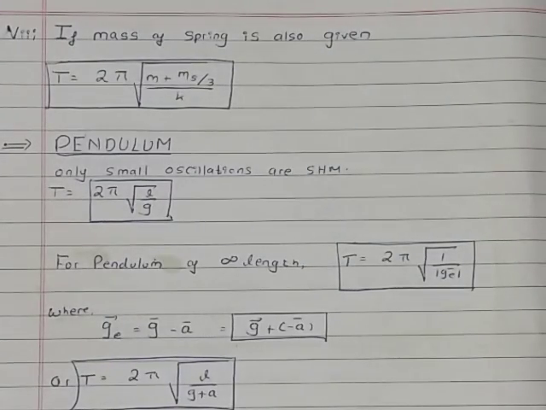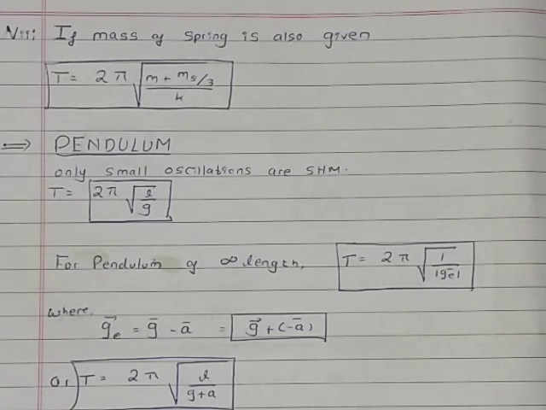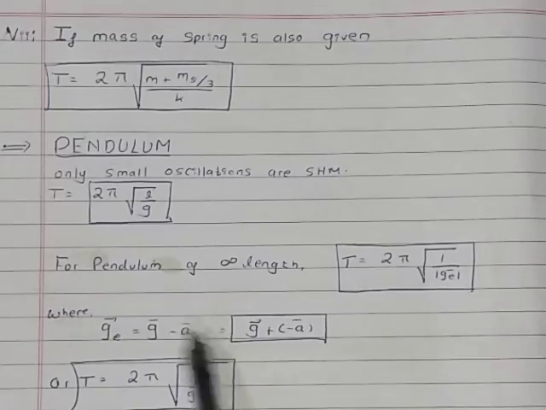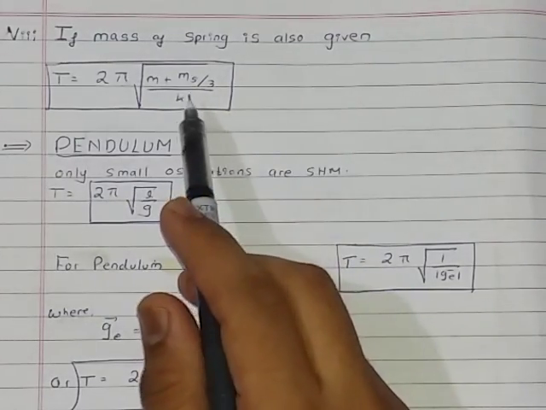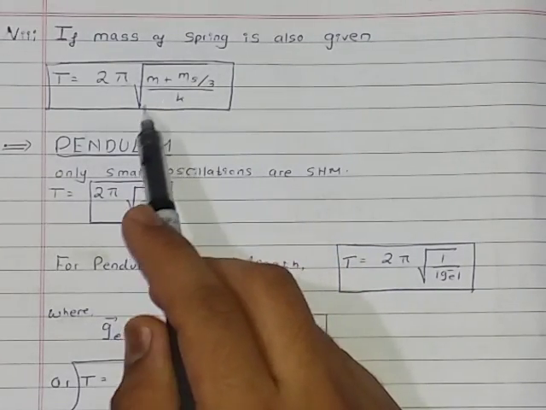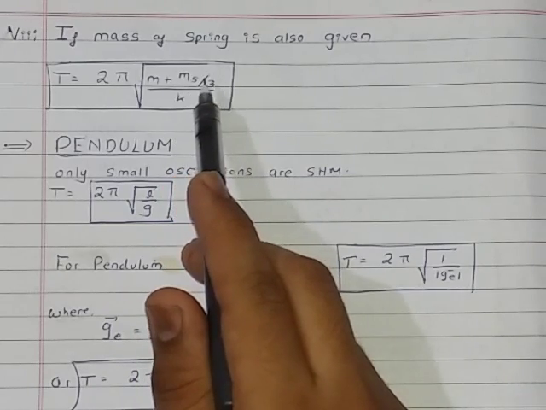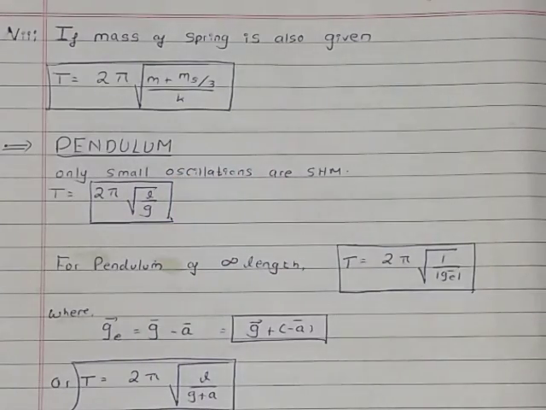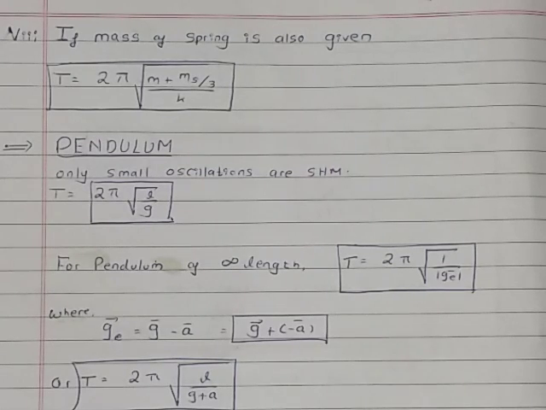You have to learn this thing again. If the mass of the spring is also given, then what is the time period? Time is actually 2 pi root of m by k, but here time equals 2 pi root of (m plus mass of spring divided by 3) upon k. I don't know why they divide this by 3. I didn't see the derivation anywhere in the books where I read. So time equals 2 pi root of (m plus mass of spring divided by 3) upon k, instead of the simple form T equals 2 pi root of m by k.